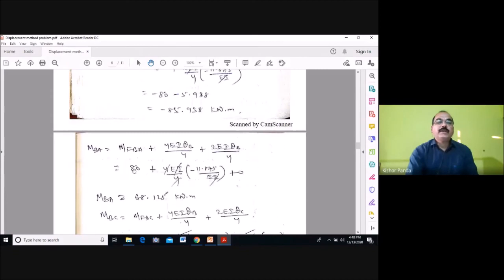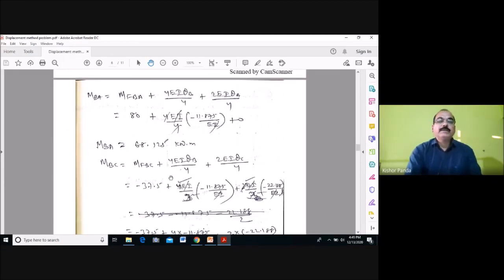Similarly, find MBA. MBA is equal to MFBA plus 4EI theta B by 4 plus 2EI theta A by 4. So after putting in theta B and theta A, everything, MFBA you got 80. Here MBA is equal to 68.125 kilonewton meter.